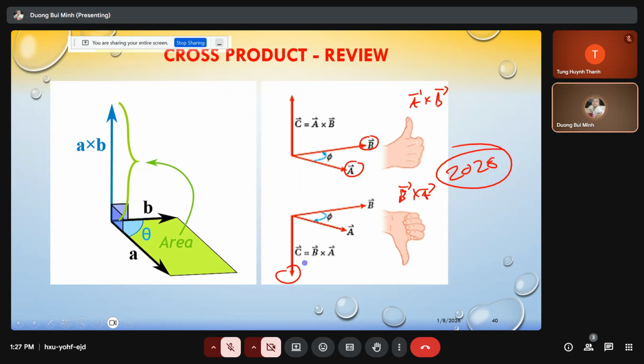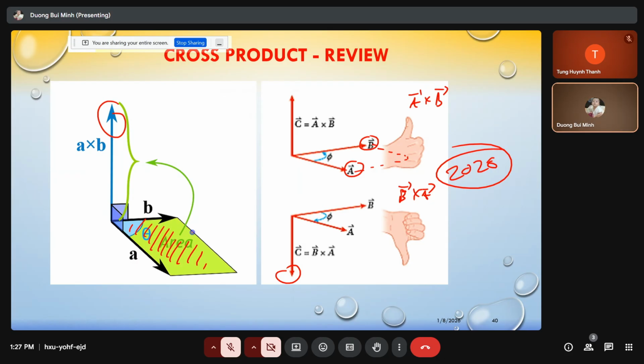So if we have vector A and vector B, this one, and we have the surface, or we have the area to contain vector A and vector B, we say the surface. Okay, and the resultant vector will be perpendicular to the surface.